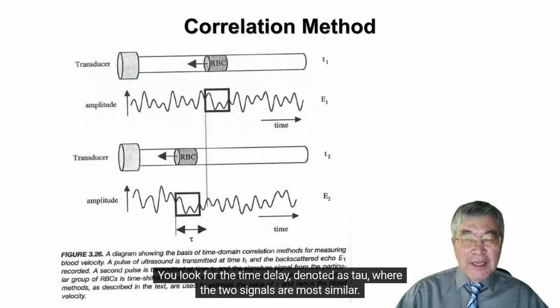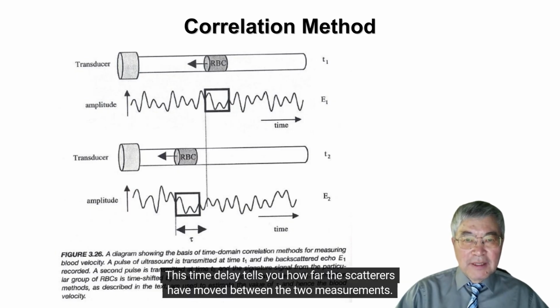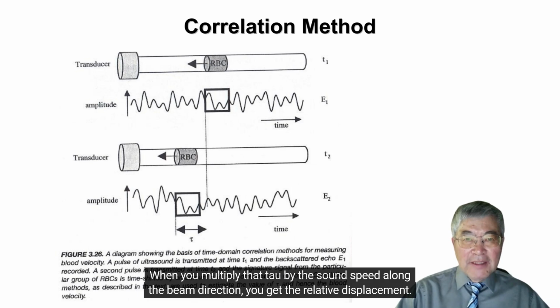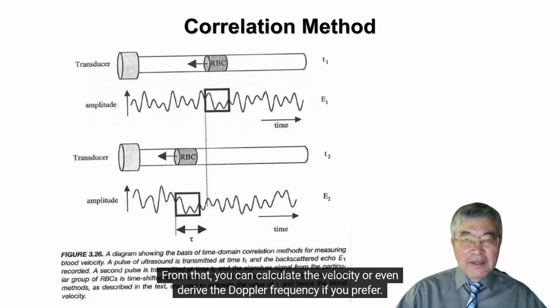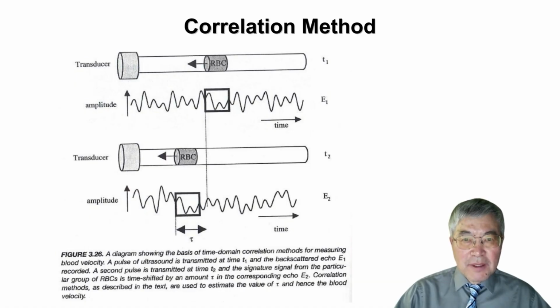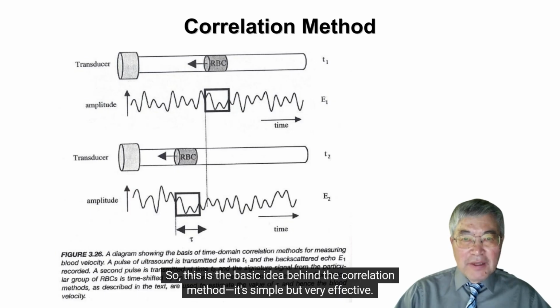You look for the time delay, denoted as tau, where the two signals are most similar. This time delay tells you how far the scatterers have moved between the two measurements. When you multiply that tau by the sound speed along the beam direction, you get the relative displacement. From that, you can calculate the velocity or even derive the Doppler frequency if you prefer. So this is the basic idea behind the correlation method. It's simple but very effective.